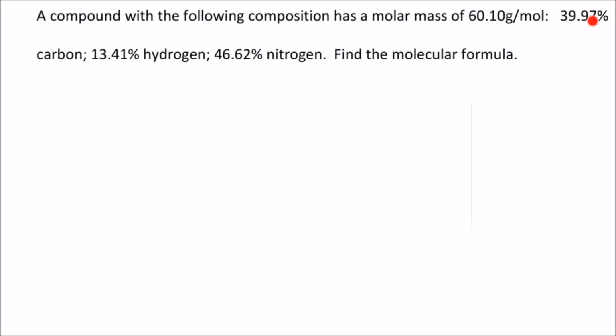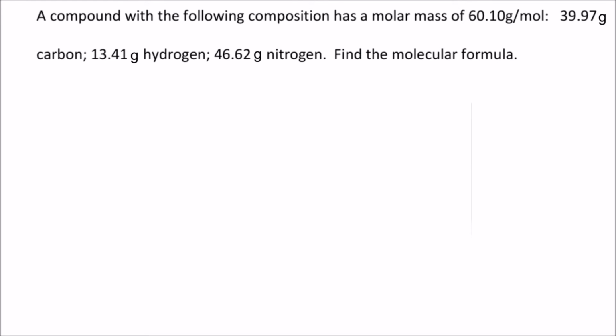Okay, a couple of things. First off, they gave us percentages, which means we need to convert those to grams. That's easy. We just replace the percent symbol with grams. Okay, the next thing that we need to understand is, since they gave us those percentages, that means that we have to figure out what the empirical formula is for ourselves. They did not give it to us this time.